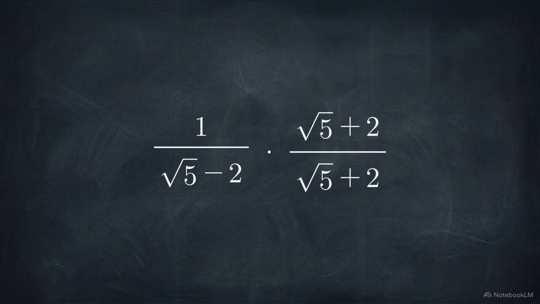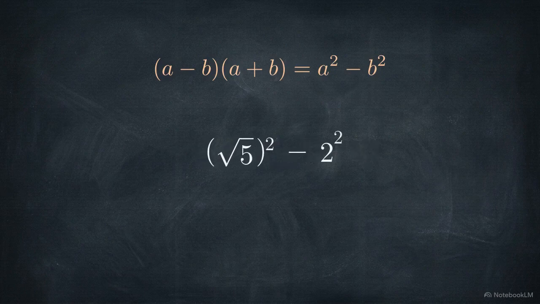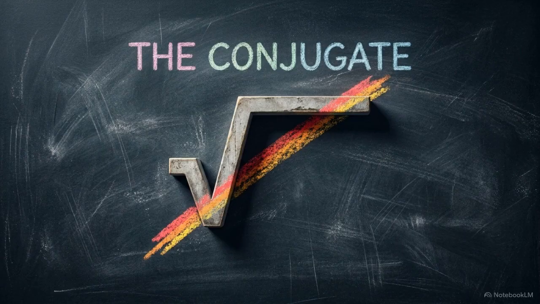When we multiply the original denominator by this conjugate, it follows the difference of squares identity. Root 5 squared is 5, and 2 squared is 4. 5 minus 4 leaves us with a rational denominator of 1. The conjugate uses the properties of squares to eliminate the root, resulting in a stable, rational denominator.